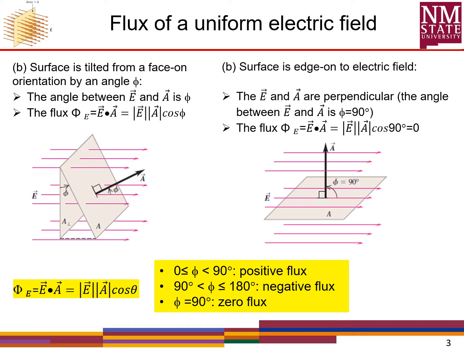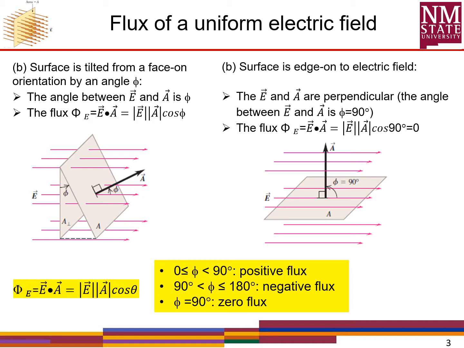And then the third case is the surface is edge onto electric field. Now you can see electric field and the surface are parallel to each other. So that means the angle between electric field and the area vector is equal to 90 degrees. When the angle is equal to 90 degrees, flux is equal to E times A times cosine 90. And we know cosine 90 is equal to 0. Therefore, here the flux is equal to 0.